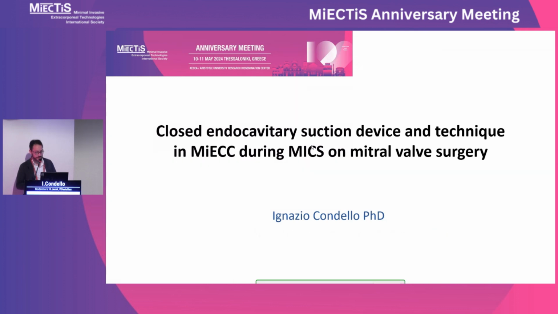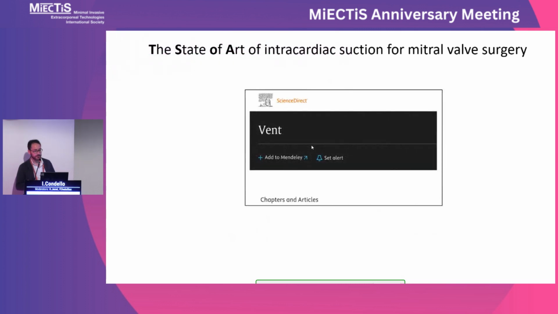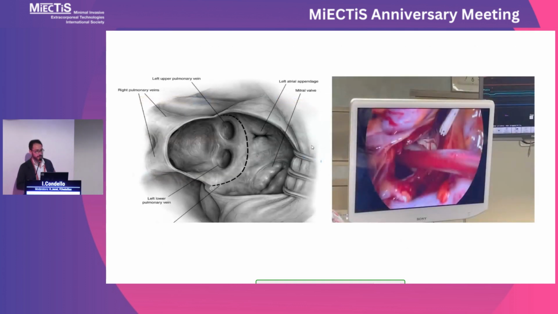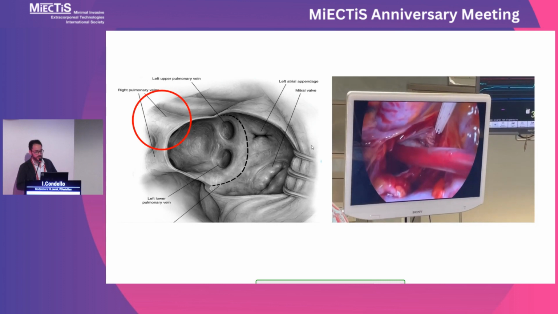In this context, the state of the art in intracardiac suction for mitral valve surgery was conditioned by the use of some aspirators. We know all these systems. Nevertheless, the positioning of these aspirators is in the upper left pulmonary vein or right pulmonary vein, and depends on the typology of the surgery.